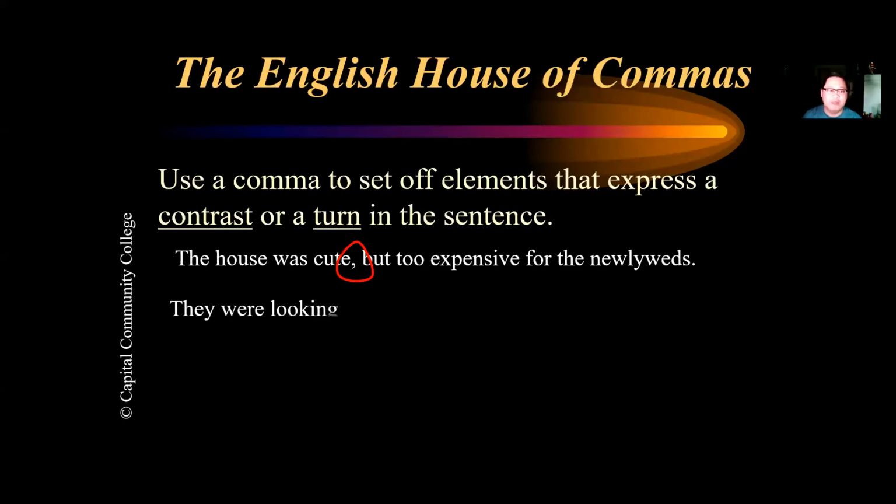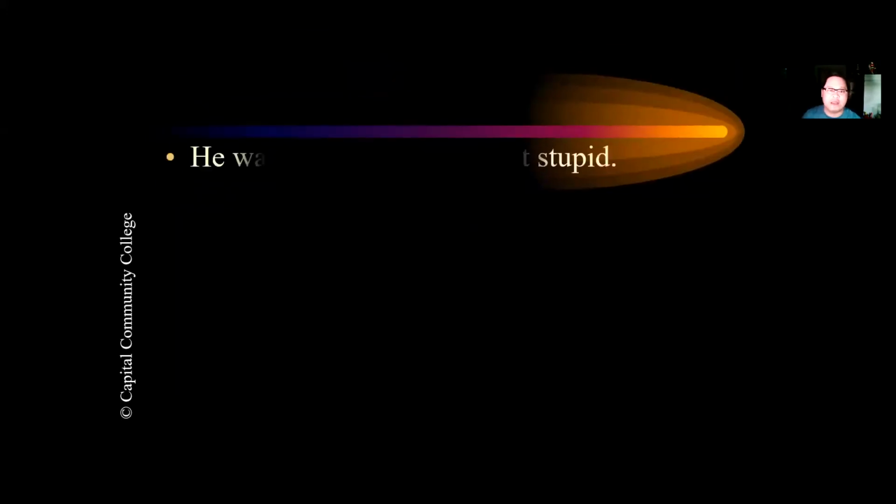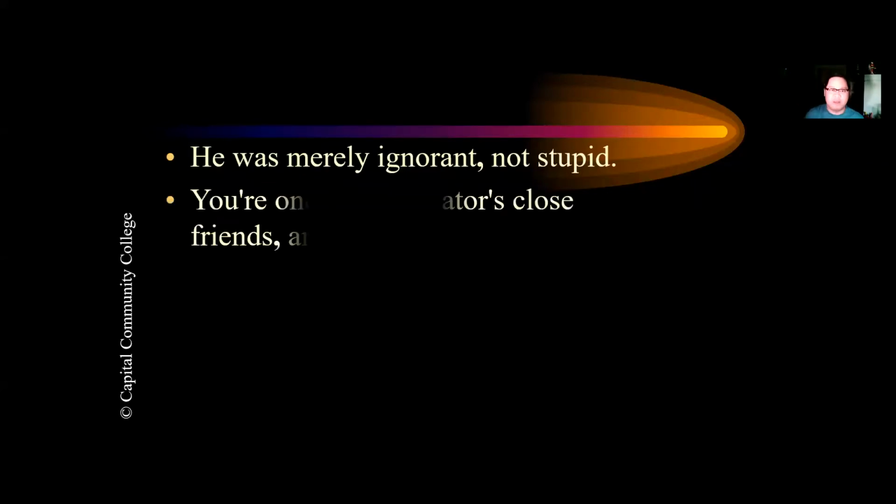Another example, they were looking for something practical, not luxurious. Okay, so practical, it's something positive, comma, not luxurious. I have more examples here. He was merely ignorant, not stupid. Okay, ignorant here signifies something negative. Not stupid, something positive. So it's contrasting.